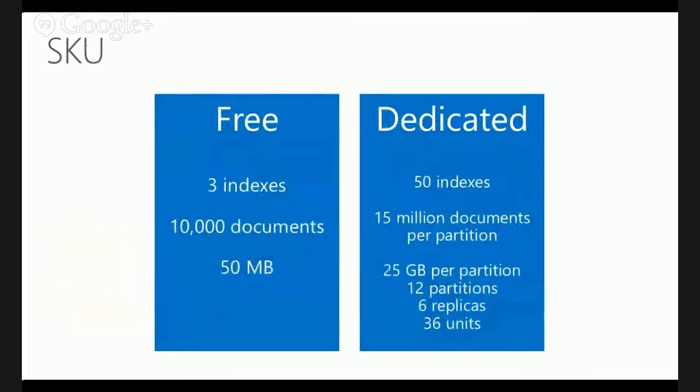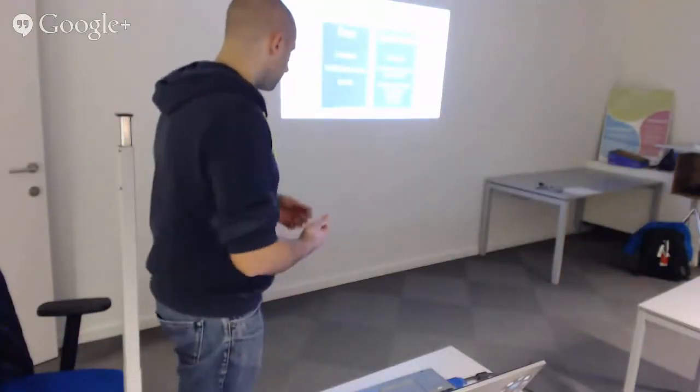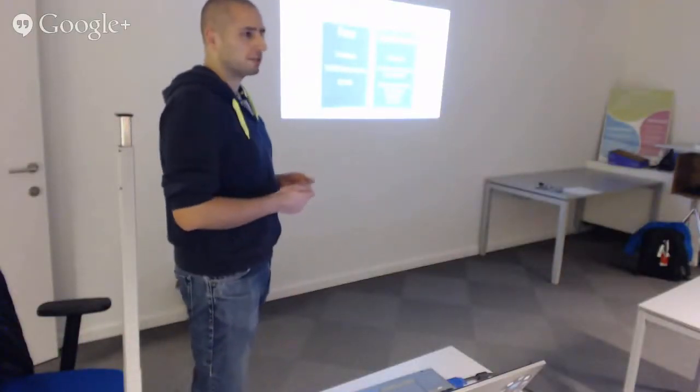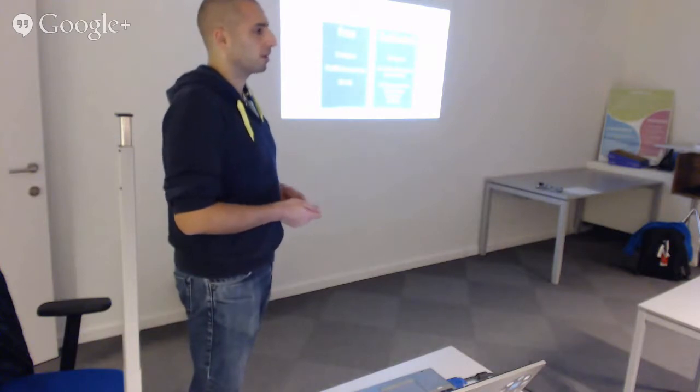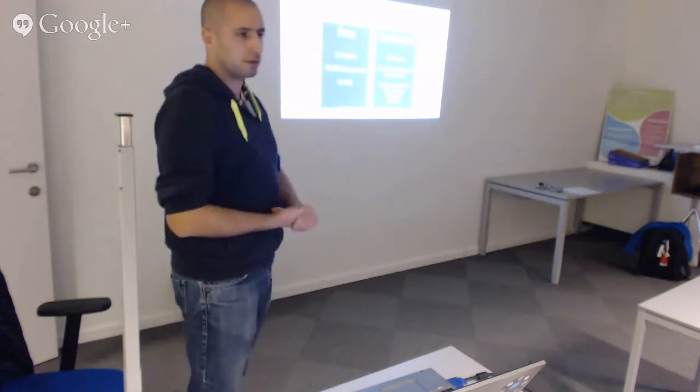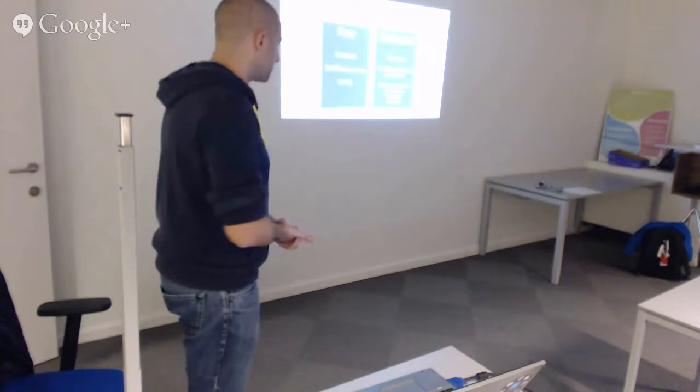Now, in terms of SKUs, we have the free one, which allows us to create up to 3 indexes and up to 10,000 documents. This is mainly interesting if you're doing unit testing. So maybe I have a web job which takes some data from SQL and brings it over to search, and I want to do some integration testing to see if my code is working correctly. Well, this is why you'll typically be using the free SKU.